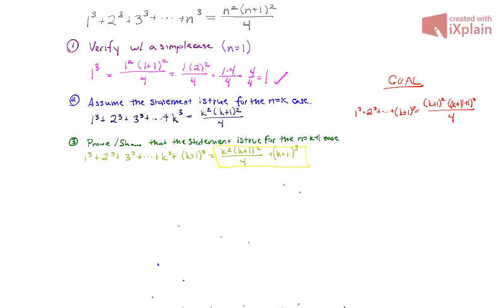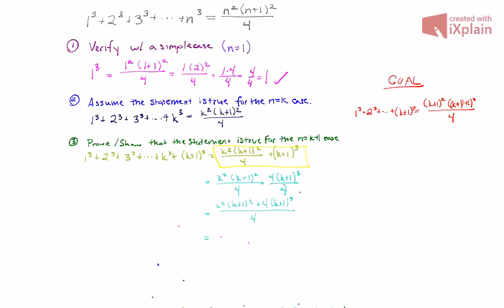I'm going to use a little bit of a darker color. So what I can do is take k squared times k plus 1 squared over 4, and I'm going to make it so that my other term also has a denominator of 4. So I'm going to merge these two. This is going to be k squared times k plus 1 squared plus 4 times k plus 1 cubed, all over 4.